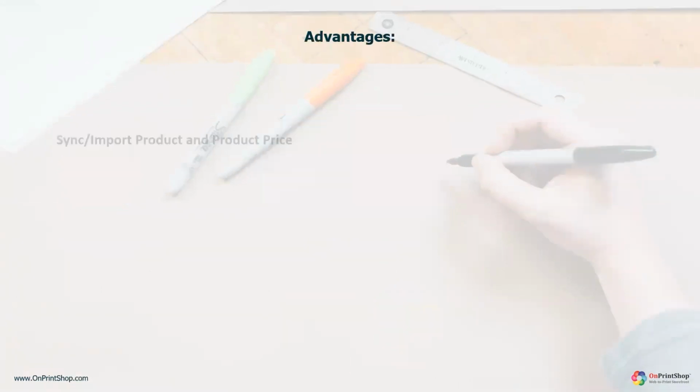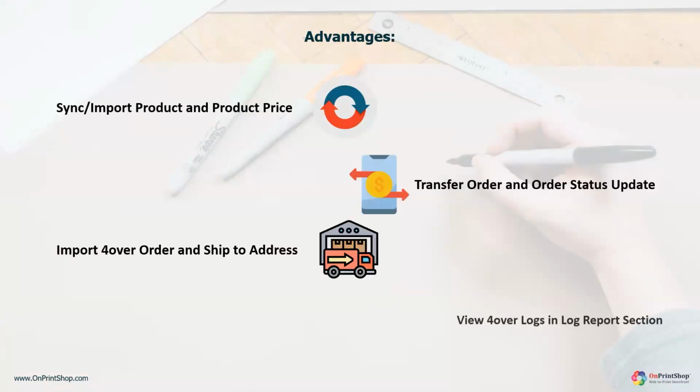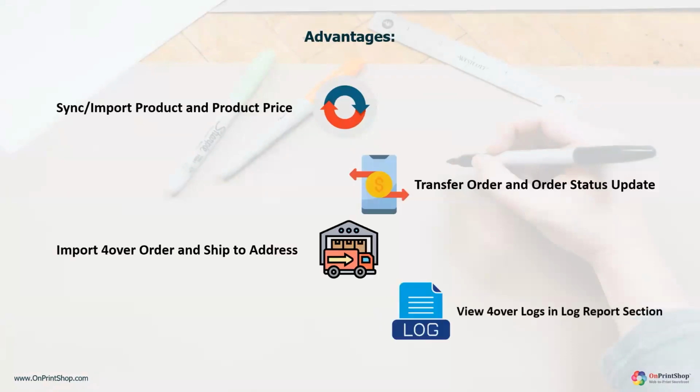If we talk about the advantages, they include sync/import product and product price, transfer order and order status update, import 4over order and ship to address, view 4over logs in log report section. Let's dive into the admin panel to see the exciting features that have been integrated between these two platforms.